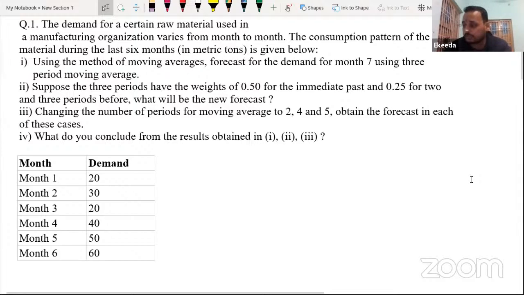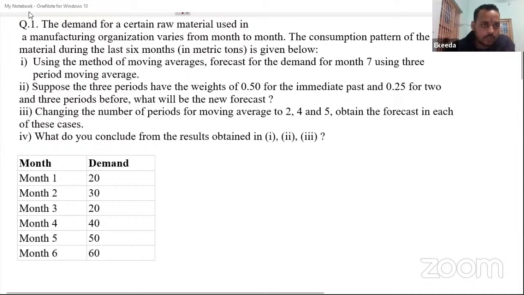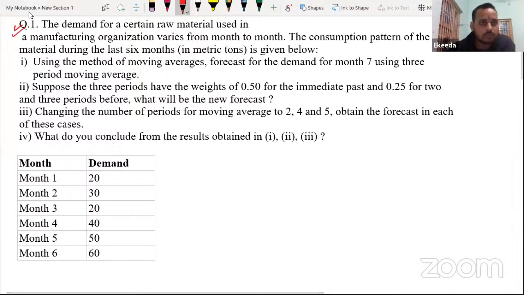Our topic is forecasting and queuing theory. In this lecture, we will discuss some of the questions which have been asked in examinations. We will revise the concepts and solve some of the important questions. The first question I have already written, so this is question number one.